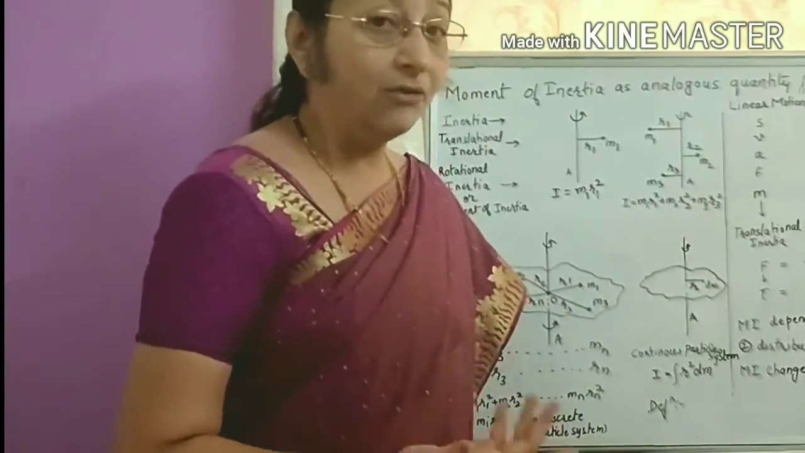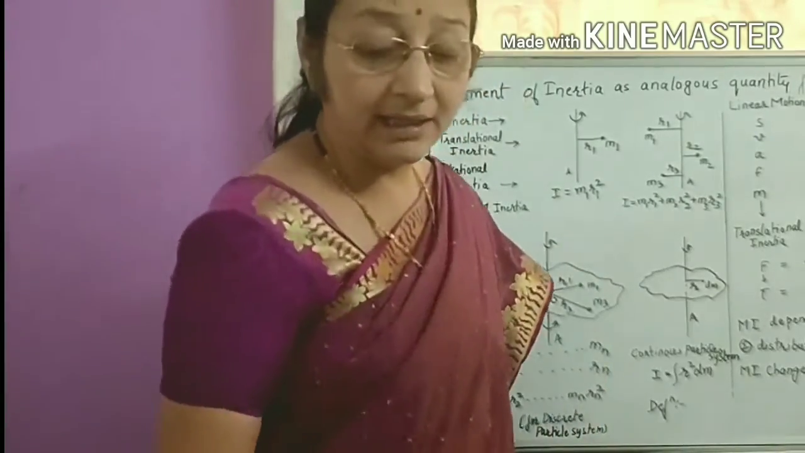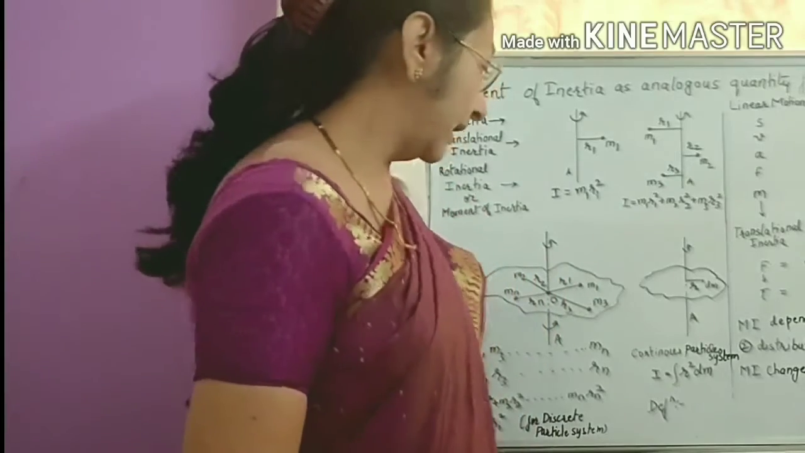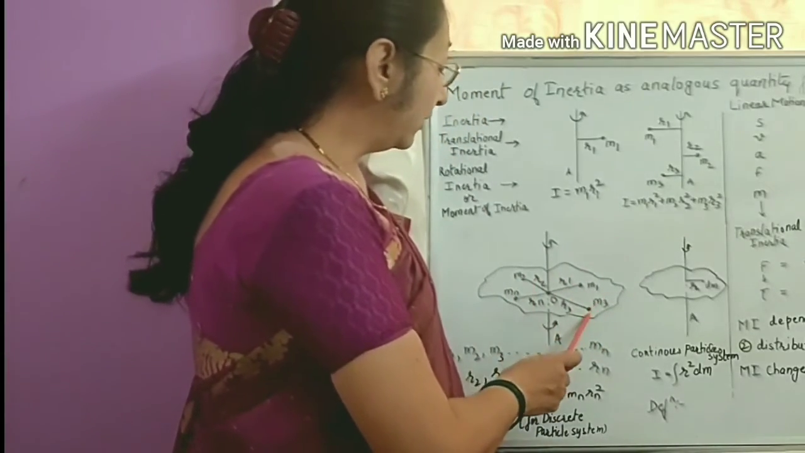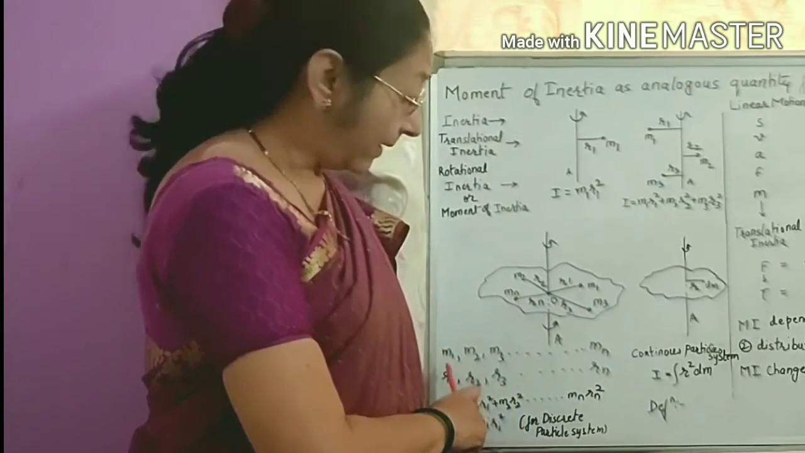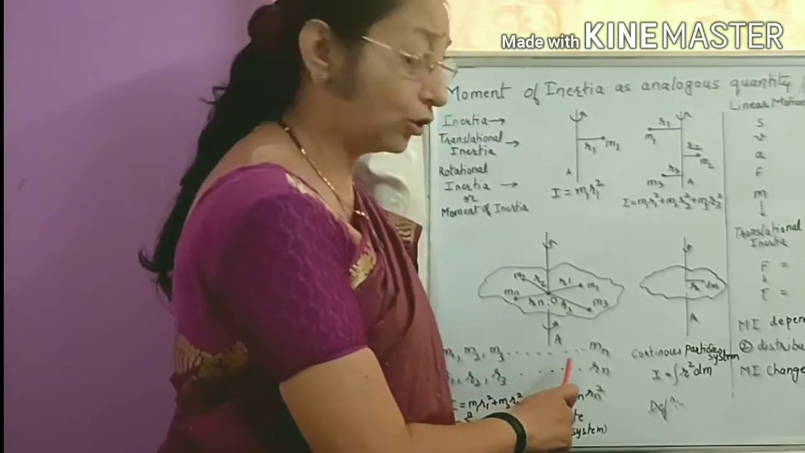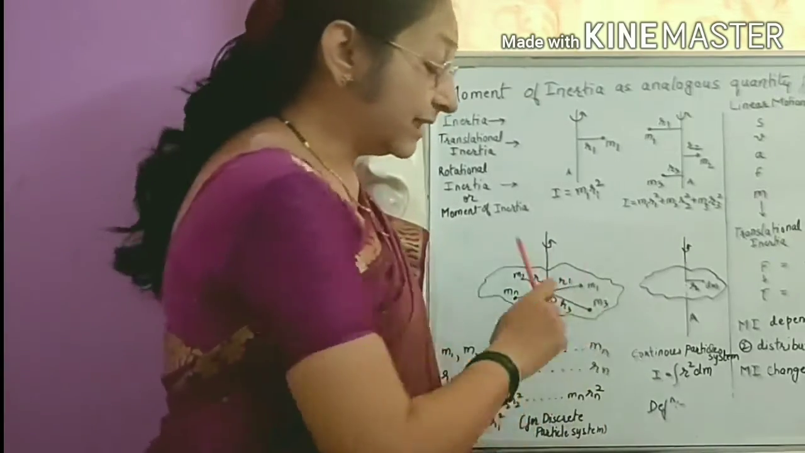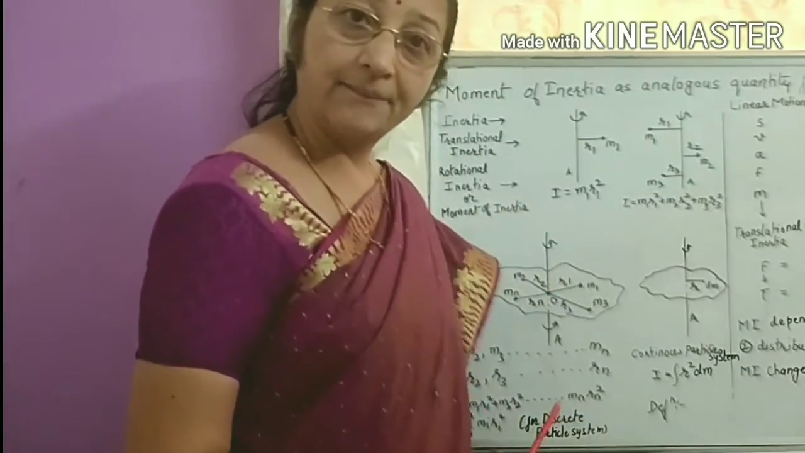But now if the system is a many particle system, having n particles, m1, m2, m3, m4, m5, m6, up to mn. So the system has n number of particles.